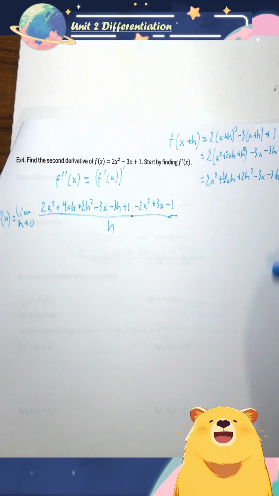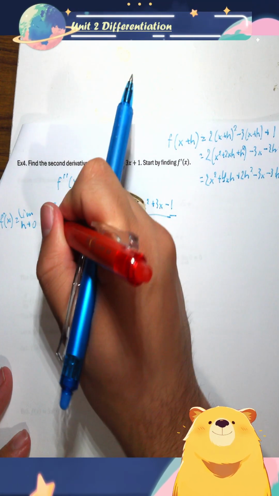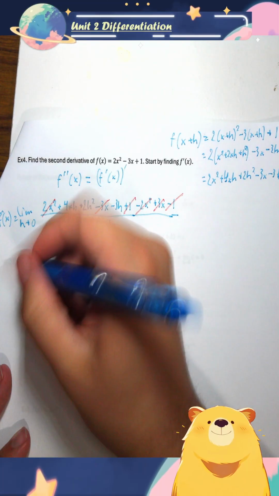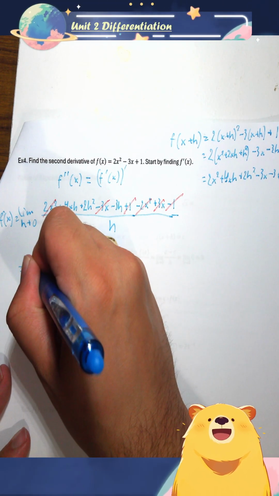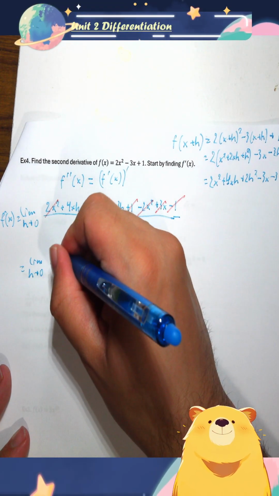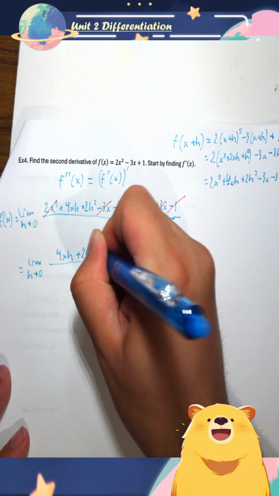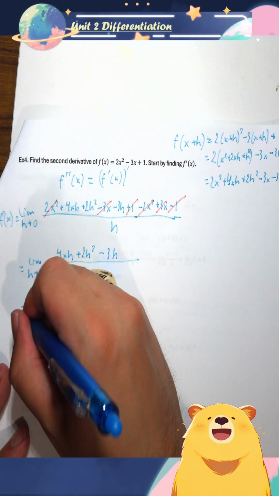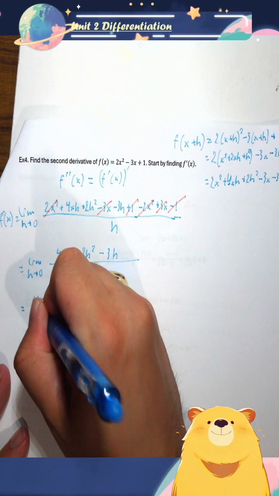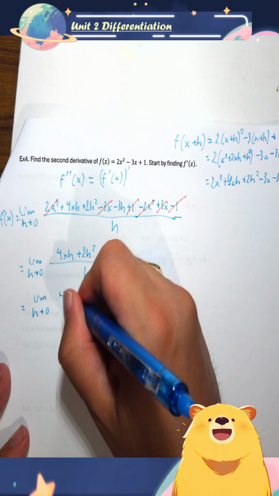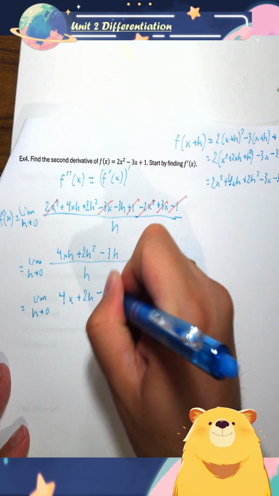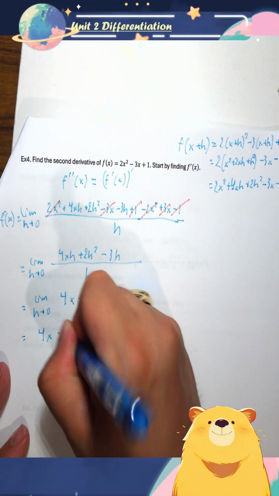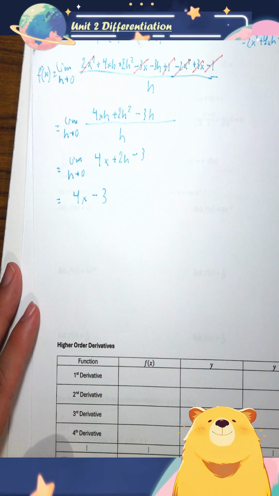A lot of things are canceling out. We have that guy cancel out, this guy cancels out, this guy cancels out. So limit as h goes to 0 of 4xh plus 2h squared minus 3h over h. Again, all those seem to have h inside, so we can just factor out the h. We've got 4x plus 2h minus 3. We can use the substitution, and we get 4x minus 3 as our limit, or as our derivative.